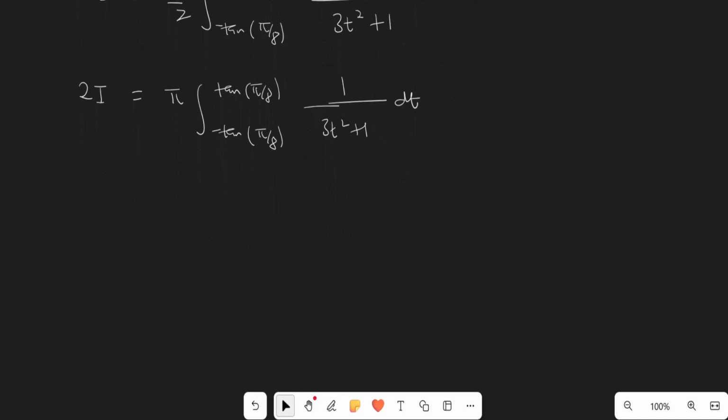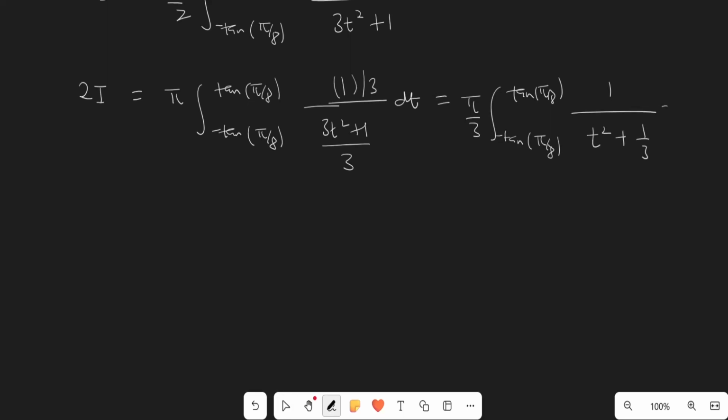So what I can do is divide the denominator by 3 and do the same thing to the numerator, right, to maintain equality. Dividing by 3, this is going to be pi, the integral from negative tan of pi over 8 to positive tan of pi over 8 of 1/3. And 1/3 is now a constant at the numerator, which I will bring out here. It should be pi over 3, 1 divided by t squared plus 1 over 3 dt.